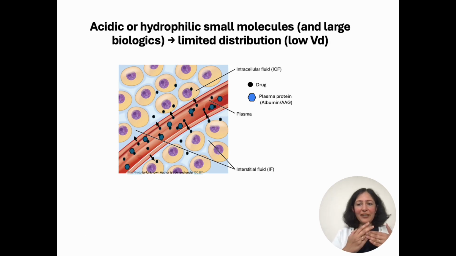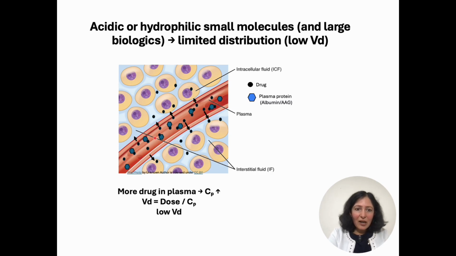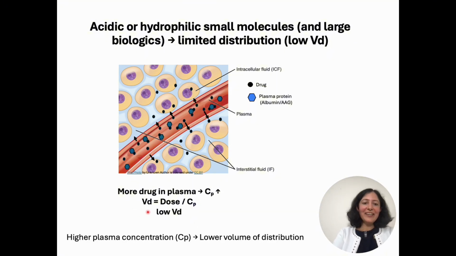Let's take the opposite case. Now, the drug is acidic, that means it has the tendency to bind the plasma albumin more. It's hydrophilic, means it's water-loving. Or it's a large molecule, then it would have a limited distribution into the tissues. Now, more drug is in the plasma, that is, the concentration of drug in the plasma is high. And if your denominator is high, the volume of distribution will be low. You got it. So, higher plasma concentration means lower volume of distribution.